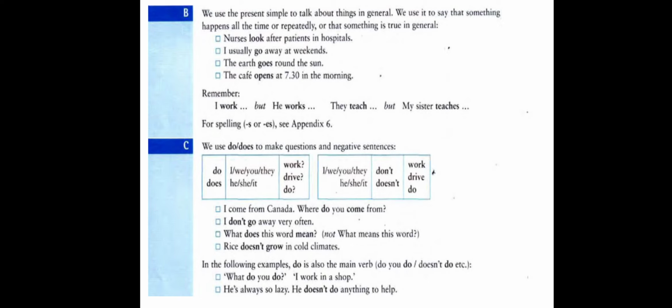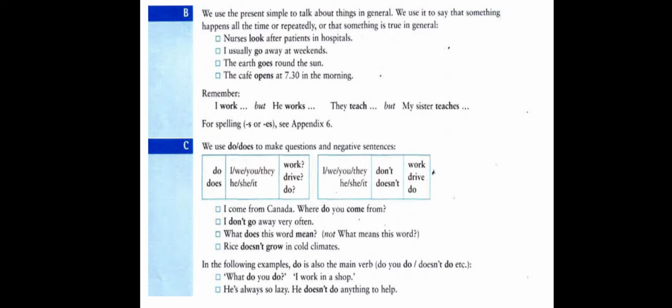The earth goes round the sun. This is a global fact. This is always true. It never changes. So we say the earth goes, we use the present simple, and we can replace the earth with the pronoun it. That means it is singular, so the verb must take s. And since the verb go ends with the letter O, we add es.